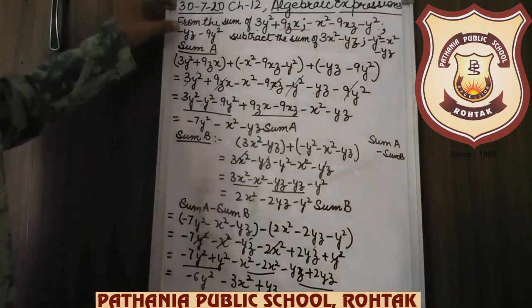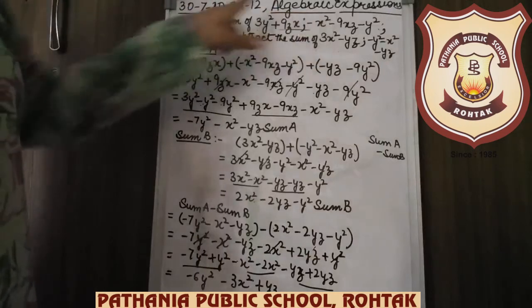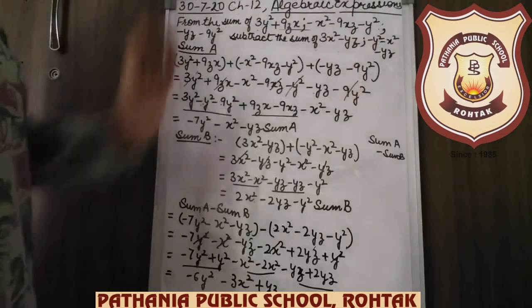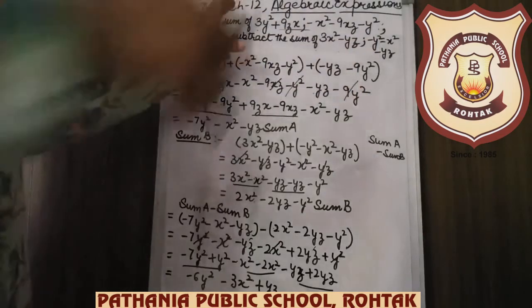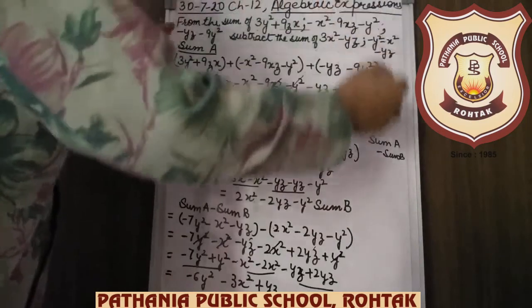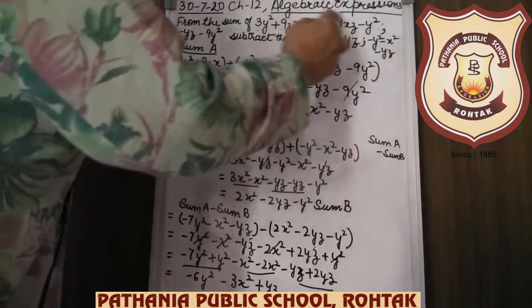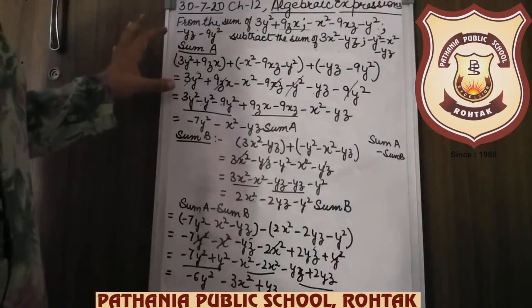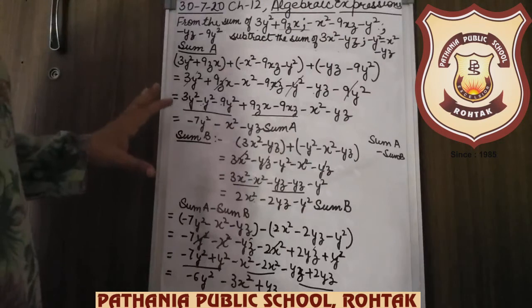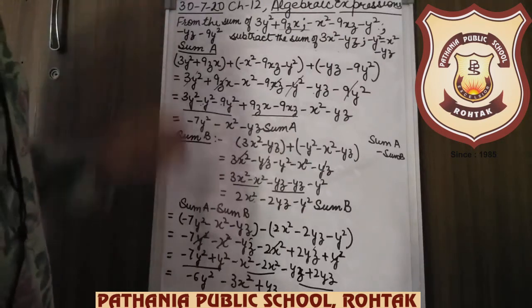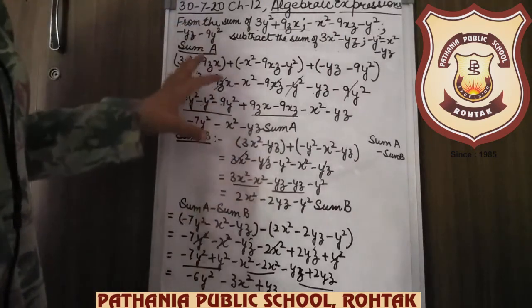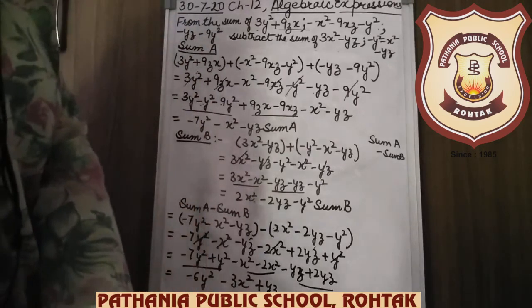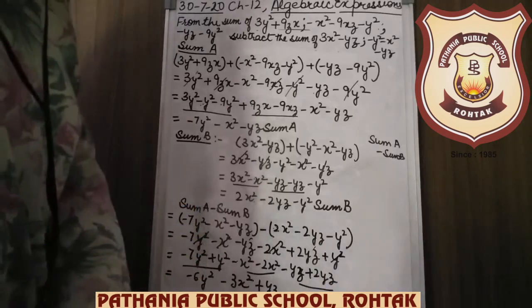So this is your question, that from the sum of these three you have to subtract the sum of these two. So it's better if you mention these expressions as sum A and sum B, then it will be easier for you to solve and easier for you to understand what is being asked. And you can do this by the horizontal method, as I have done, or by the column method also.